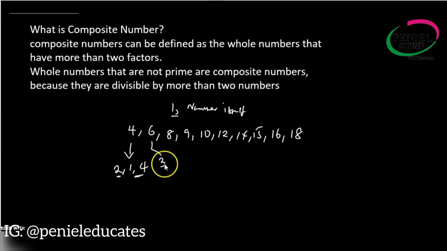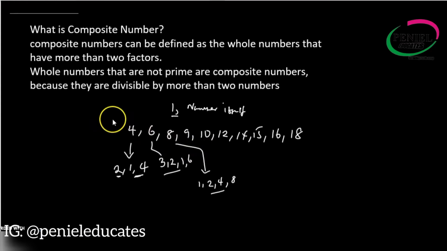For 6, we also have 3, 2, 1, and 6 itself as factors. For 8, you have 1, 2, 4, then 8 itself. So that's why we have all this. All the integers that are not prime numbers are actually composite numbers.